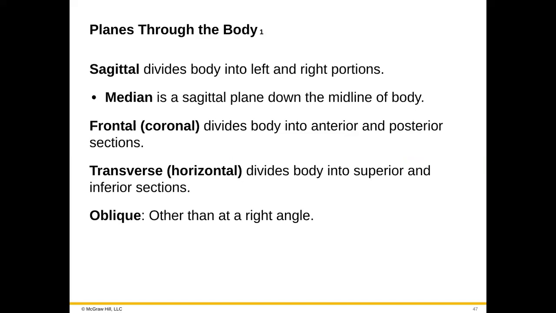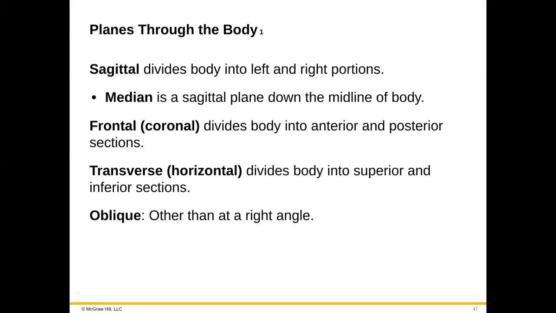So now we're going to look at different planes throughout the body. So we talked about imaging earlier, and imaging is the main way that we're going to look at these different planes. So the sagittal plane is going to divide the body into left and right halves, not necessarily equal halves. That's where a mid-sagittal or a median plane comes in. And this is a sagittal plane that's directly down the midline of the body. That will give you two halves that are roughly 50% each.